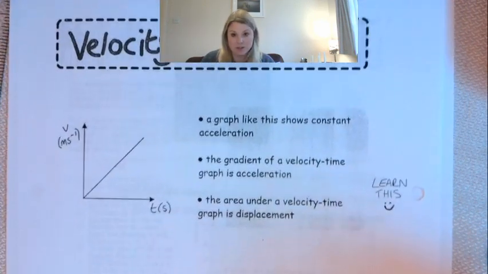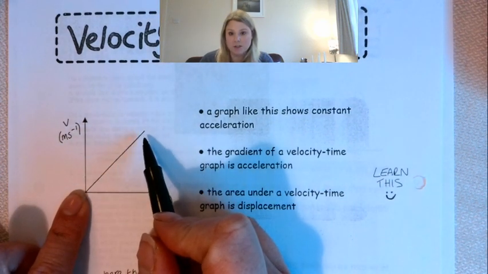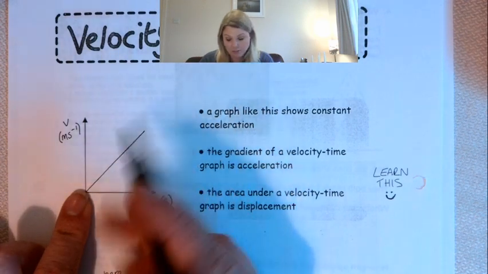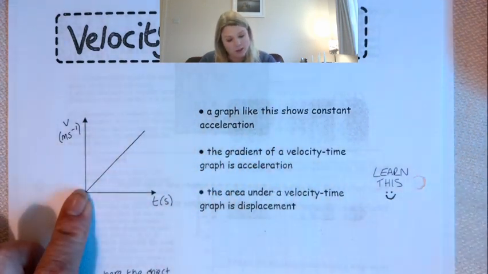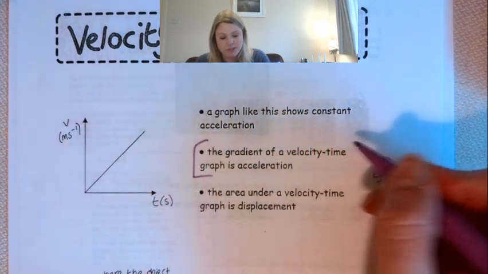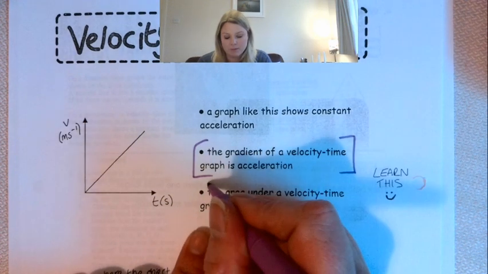And again, I've summarized this all here for you on page 168. So something like this shows a constant acceleration. Because acceleration is the rate of change of velocity, then the gradient of a velocity time graph is acceleration. Make sure we know this. And the area under a velocity time graph is displacement.